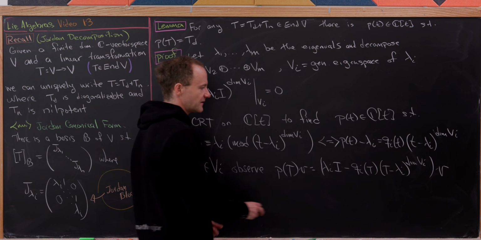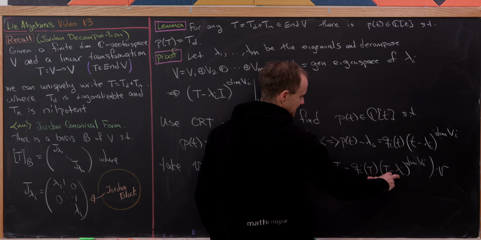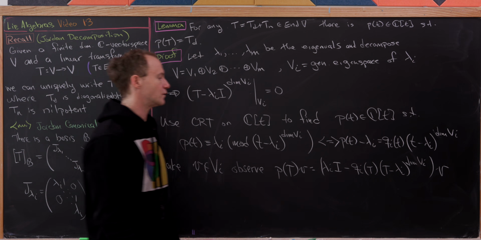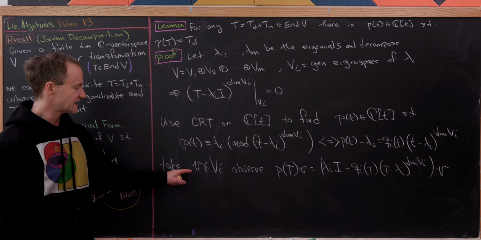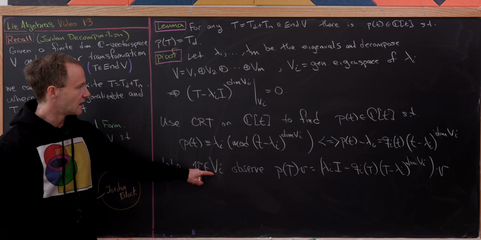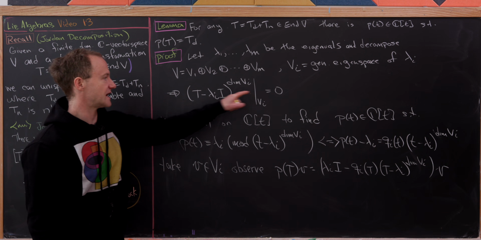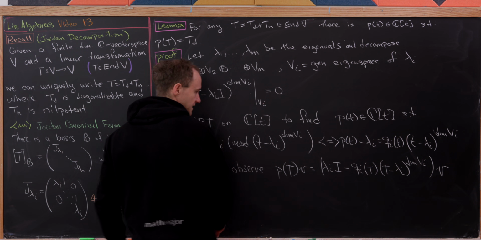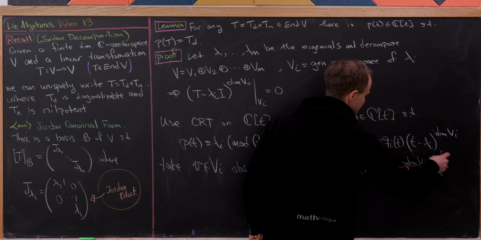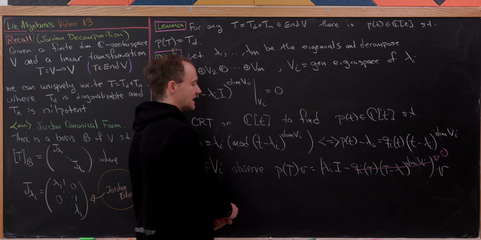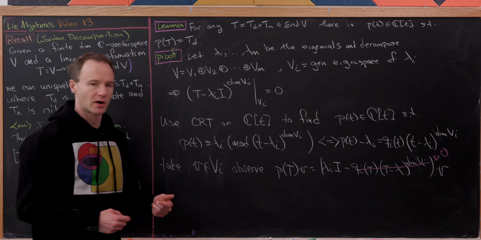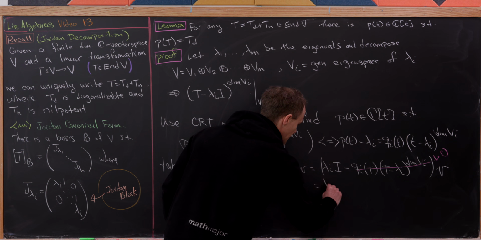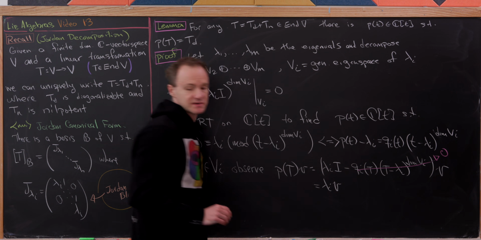But now observe that this second half of this expansion multiplying into v will give us 0. That's because v is in Vi, and this object right here is the 0 map on Vi. So all of this stuff just disappears. Then we have lambda I times the identity map on v. In other words, we'll just have lambda I times v.